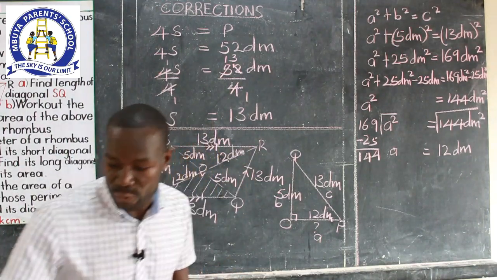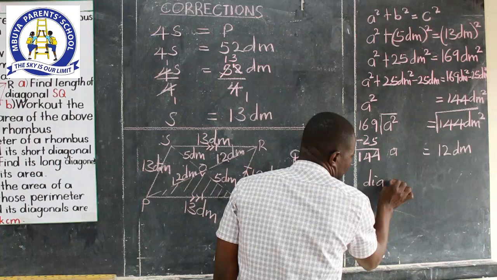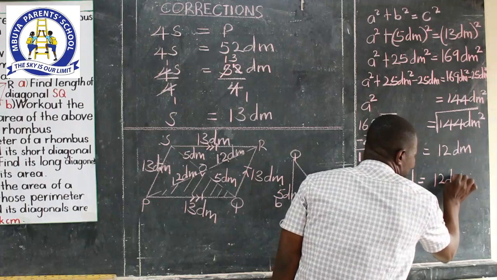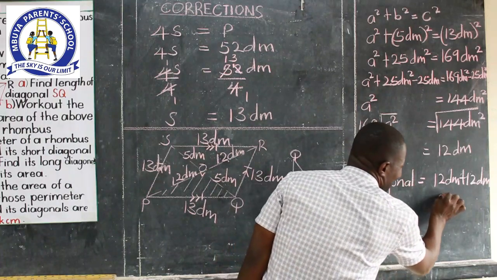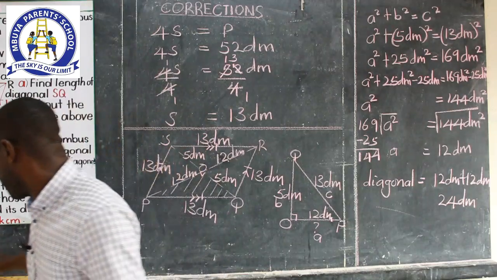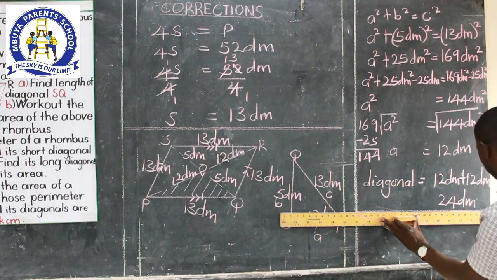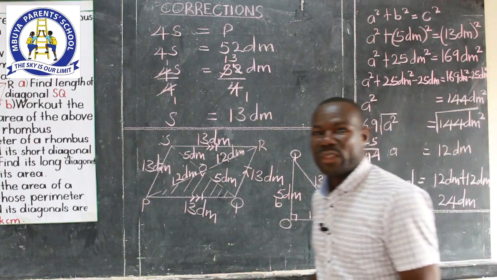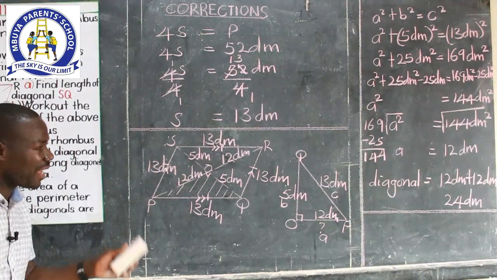So our diagonal, therefore, our longer diagonal is equal to 12 decimeters plus 12 decimeters to give us our answer as 24 decimeters. And therefore, you have answered part A of the question. You will underline as usual for neatness with 2 together lines. I think that's what you got, and I congratulate you for passing it. I know you are good learners, and you have done it well.